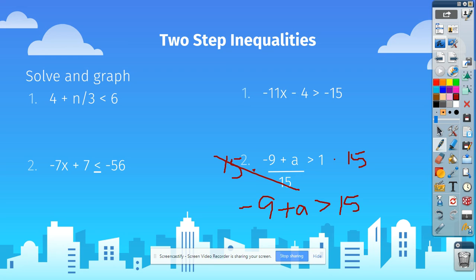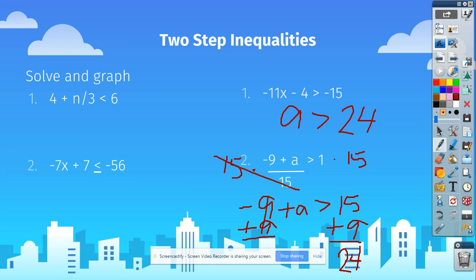So in this problem, we did the opposite of what we were doing in the other problems. In the other problems, we were subtracting and adding first and then removing the coefficient. This is an extra step. We have to remove the division because we have to then set the variable aside. So this problem is different than problem number 1. Okay, so let's finish this problem. The opposite of subtracting is adding. So when I add, that is going to be 24. So the inequality is a is greater than 24.